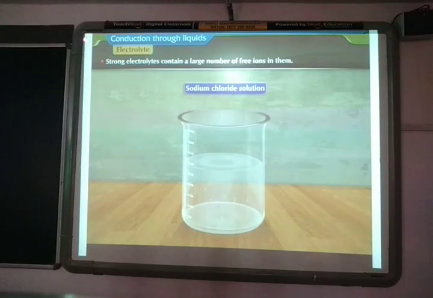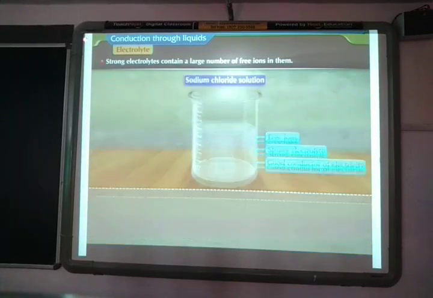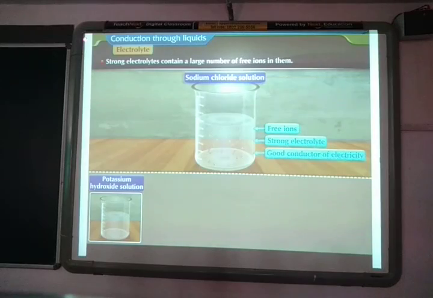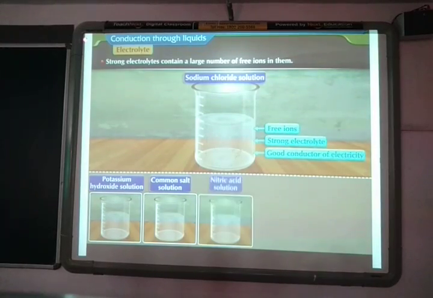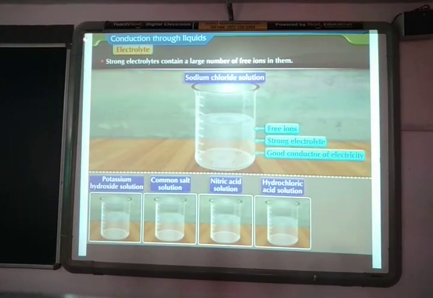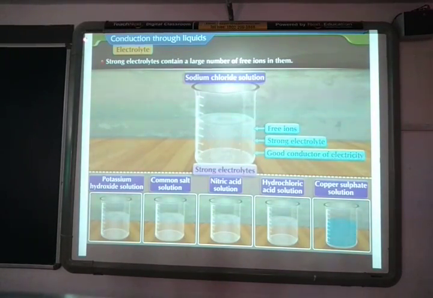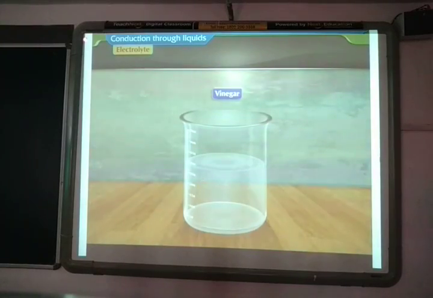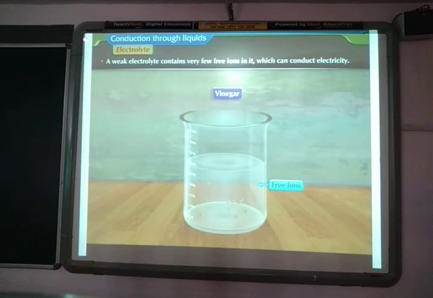Strong electrolytes contain a large number of free ions in them. Thus, a strong electrolyte is a very good conductor of electricity. Potassium hydroxide solution, common salt solution, nitric acid solution, hydrochloric acid solution, and copper sulfate solution are some common examples of strong electrolytes. As the name suggests, a weak electrolyte contains very few free ions in it, which can conduct electricity.